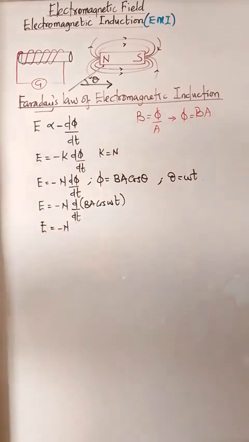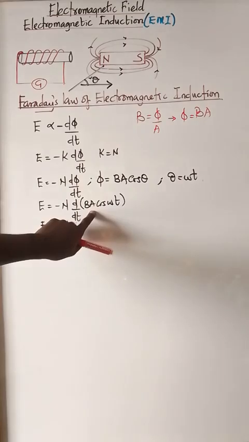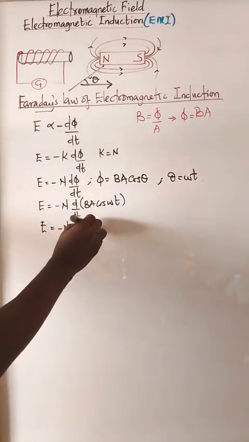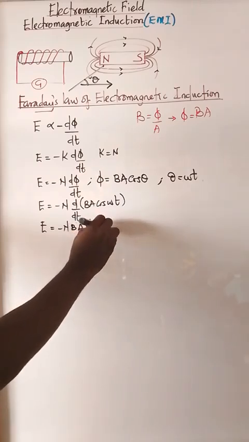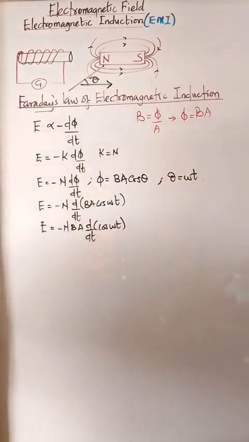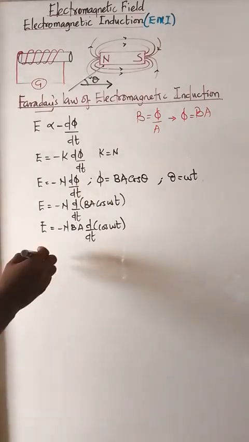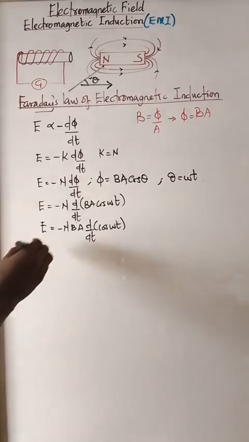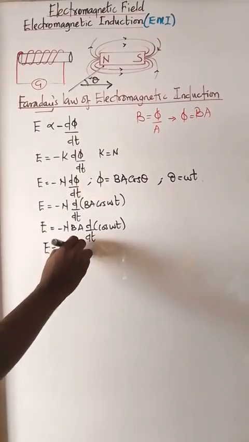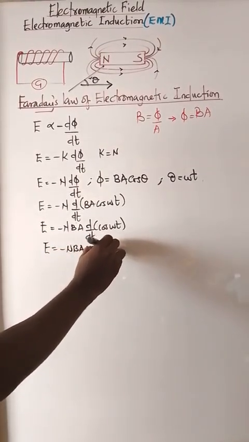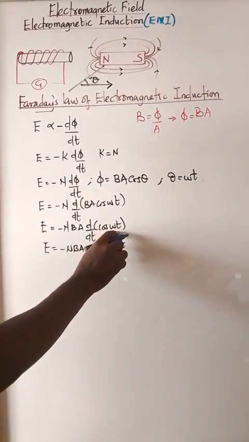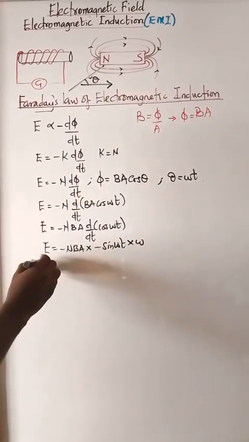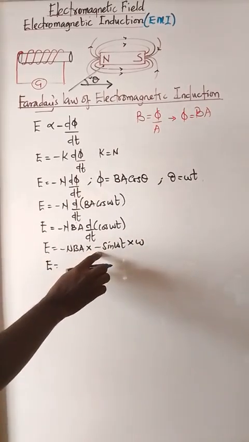So our E becomes minus n. First, magnetic flux density and area are constant, so we can bring them out, and that will be BA, then d dt of cos omega t. If we differentiate cos, we get a negative sign. Hence, this becomes E equals minus nBA times minus sine omega t. But omega t is another function. If we differentiate omega t, we get omega. From here, minus becomes plus.